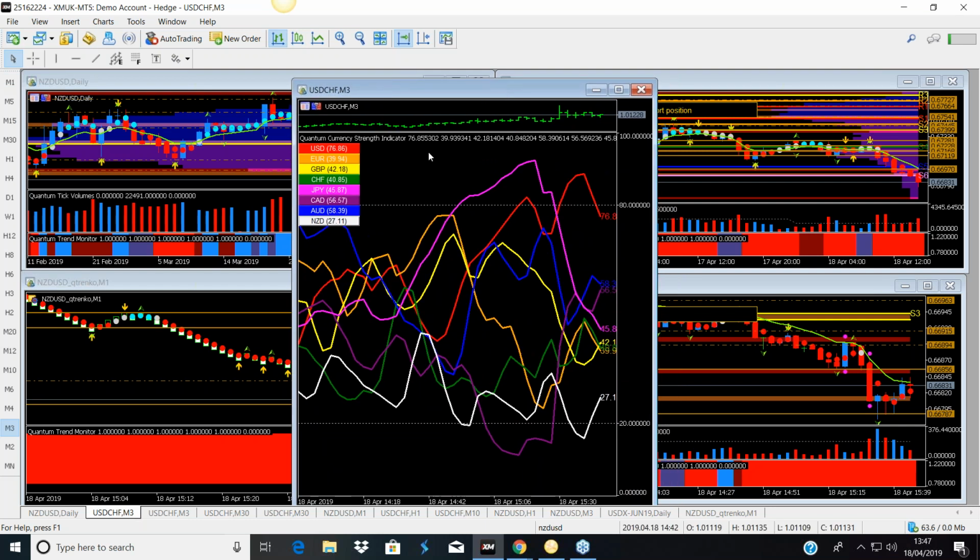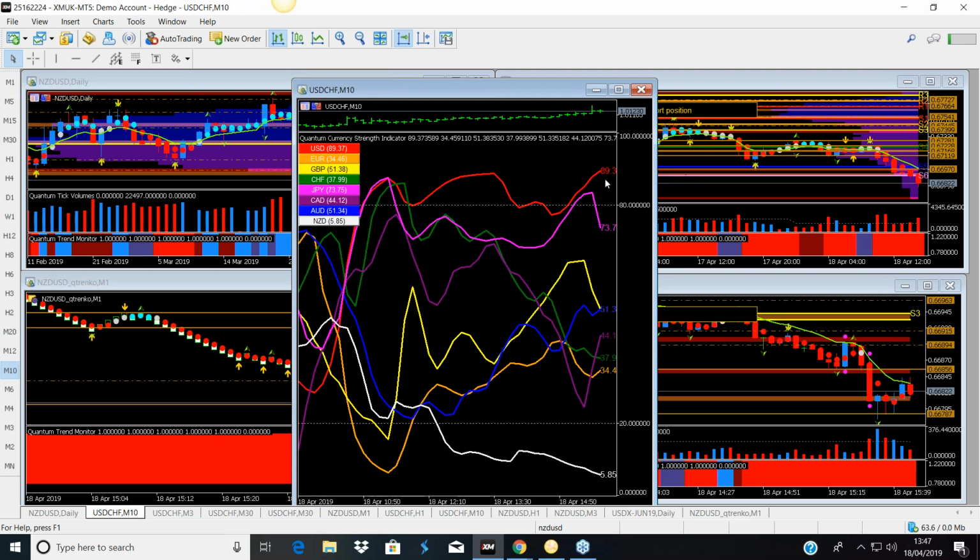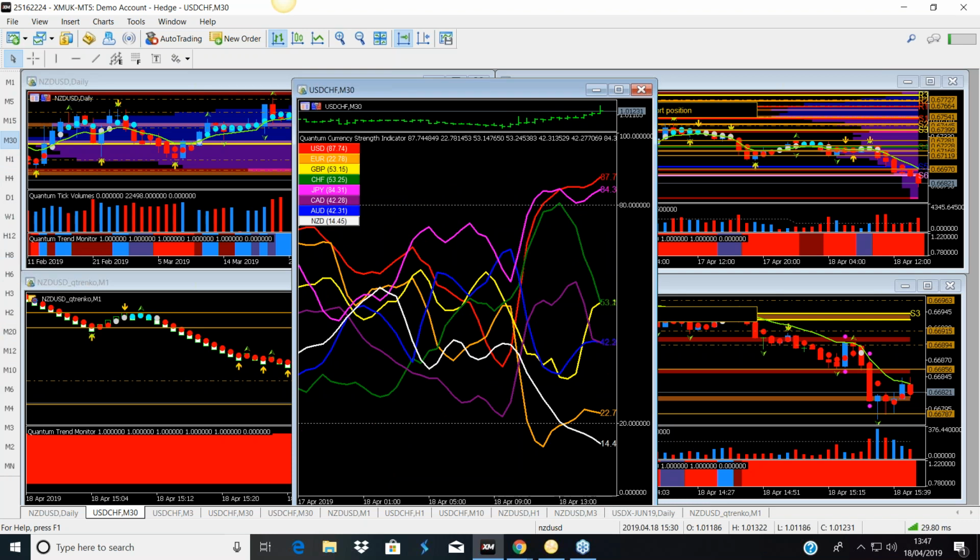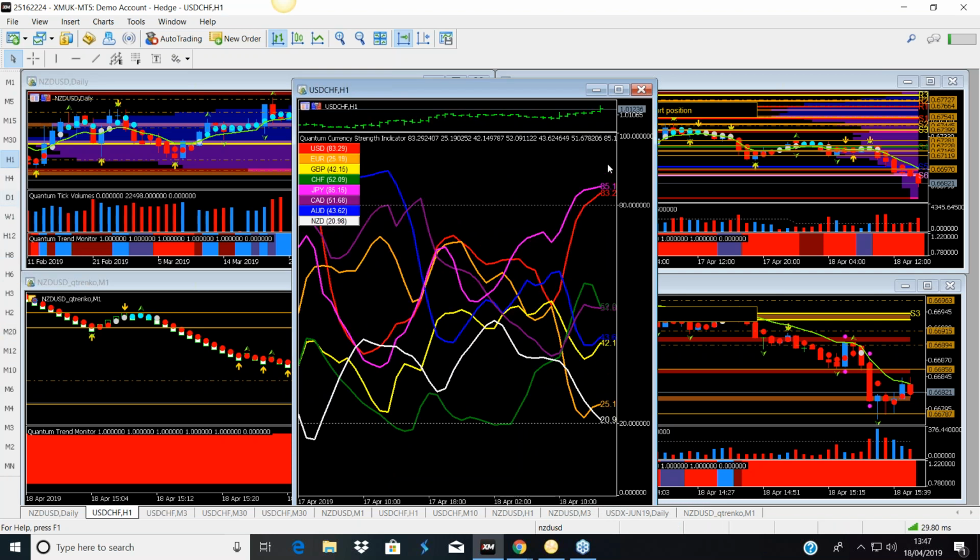Right, let's go up to the 10-minute, because that's the one I've been looking at. Right, that's the New Zealand dollar. You can see the extent of the sell on the currency there. But if you go right up to the 30-minute, you can see here very, very overextended. You've got on the hour, again, very, very extended.